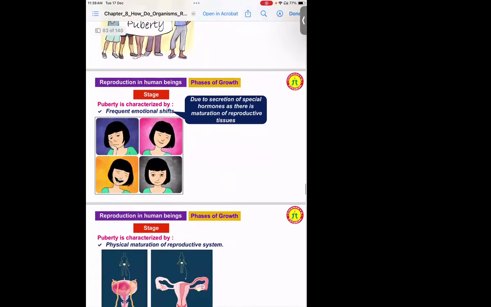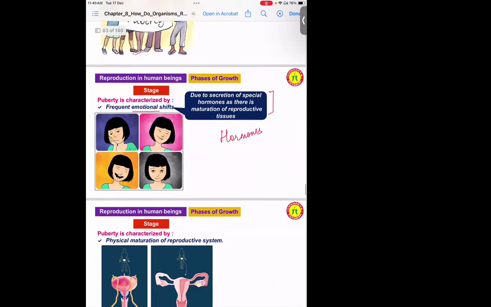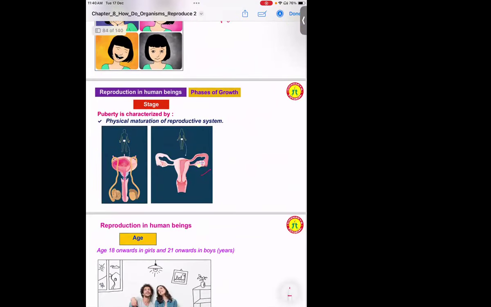Puberty is characterized by frequent emotional shifts. That is why you might have noticed in yourself that sometimes you are very happy and immediately, if someone says something to you, you start shouting and yelling. This is because of the changes that happen in your body, and these changes happen due to the presence of hormones. During this time, the physical maturation of the reproductive system also starts changing. So the private parts will also have some changes.